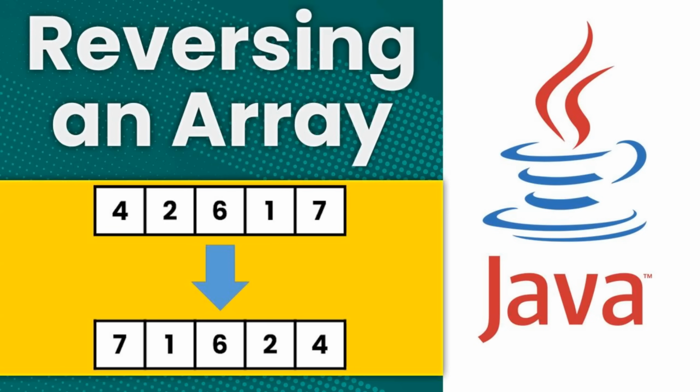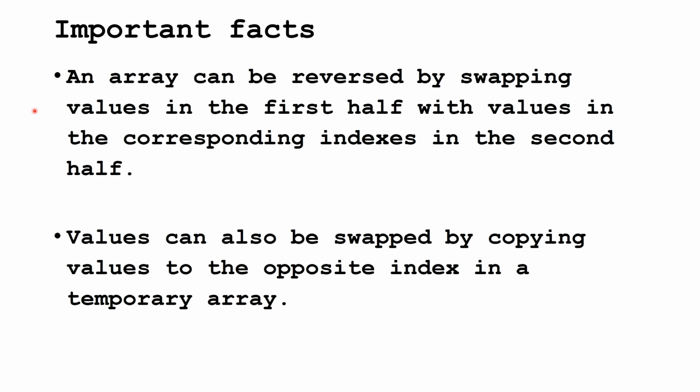Next, you're going to learn an algorithm for reversing the values in an array. An array can be reversed by swapping values in the first half with values in the corresponding indexes in the second half. This is the algorithm we're going to learn today. Values can also be swapped by copying values to the opposite index in a temporary array. However, this algorithm may not be allowed in certain free response questions in the AP Computer Science A exam.